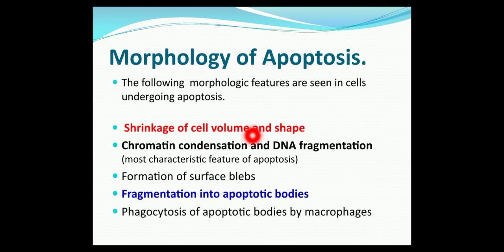Shrinkage of cell volume and shape, chromatin condensation and DNA fragmentation, the most characteristic feature of apoptosis. Formation of surface blebs. Blebs are bubble-like structures, guys. Bulges are formed, bubble-like structures. Fragmentation into apoptotic bodies. And finally, the phagocytosis takes place: phagocytosis of apoptotic bodies by macrophages.